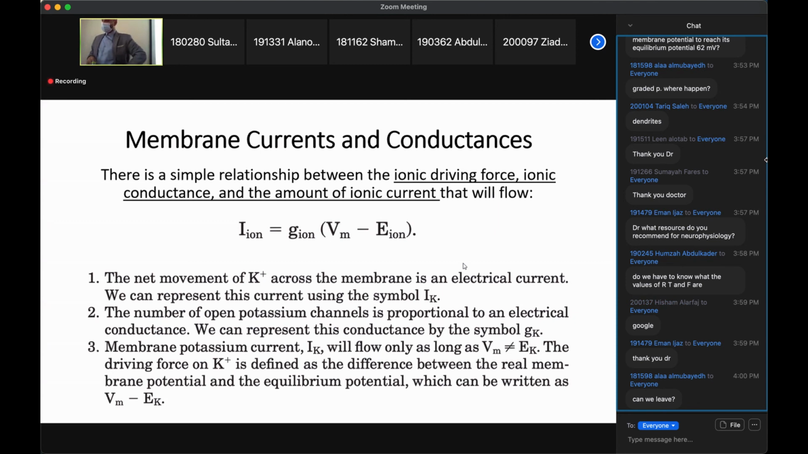Where is it graded? Where does that happen? Okay, so graded potential happens in the cell body and at the level of the dendrites, and it's different from the action potential, which happens in the axon. Please review the slides. I think look at the table. So the resource would be Bird.